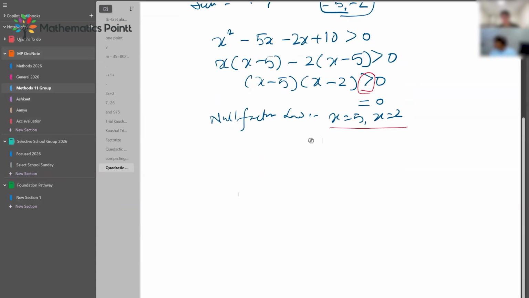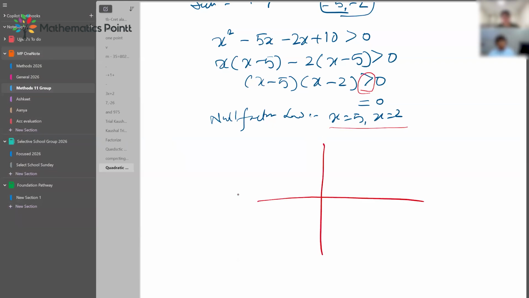So you create the graph. So x equals 5, let's say this is 0, and x equals, so 1, 2, 3, 4, 5. That's 2 and that's 5. And this being a positive coefficient, I know that's my quadratic, right? This is x, that is y. So these are my x-intercepts.